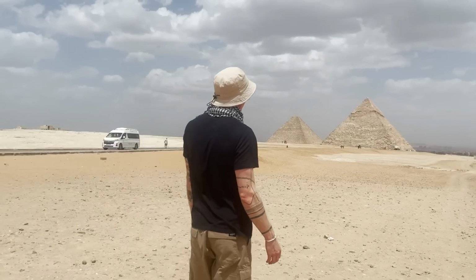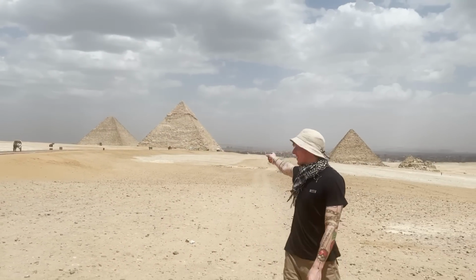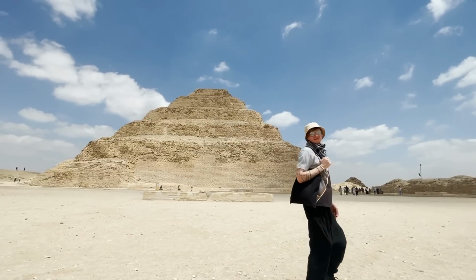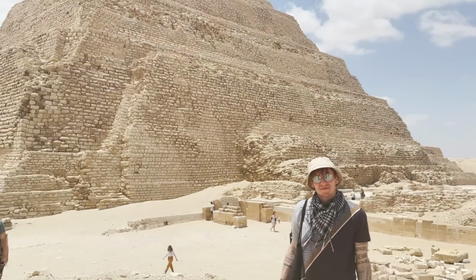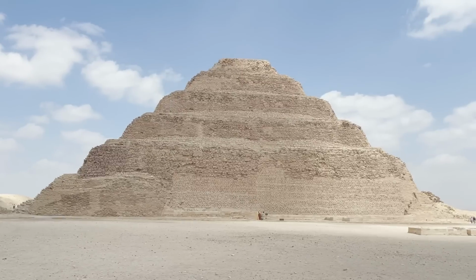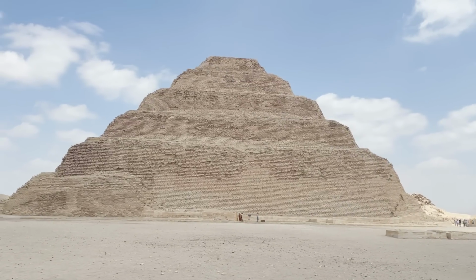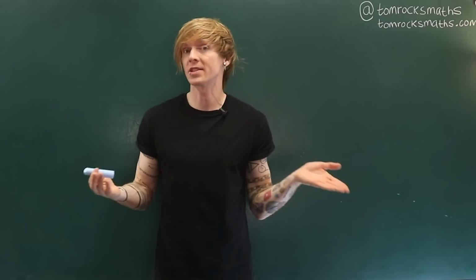Whilst the Great Pyramids of Giza are undoubtedly the most impressive, the oldest is in fact the Pyramid of Djoser at Saqqara. This is located south of Cairo, near to the ancient city of Memphis. The Pyramid of Djoser is a step pyramid with a height of 62.5 meters and a base measuring 121 meters by 109 meters. So, what's the volume?